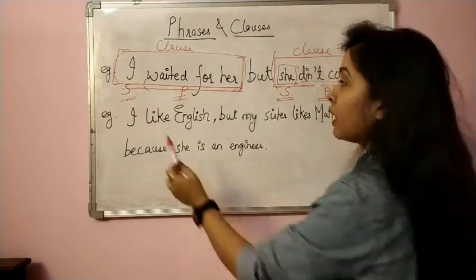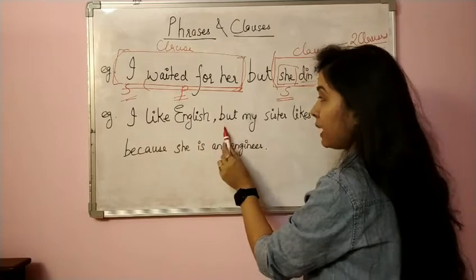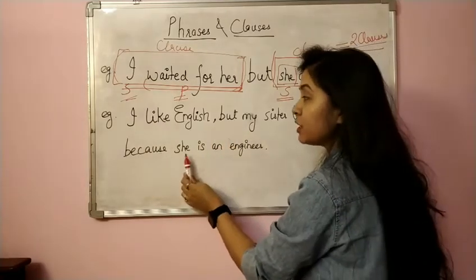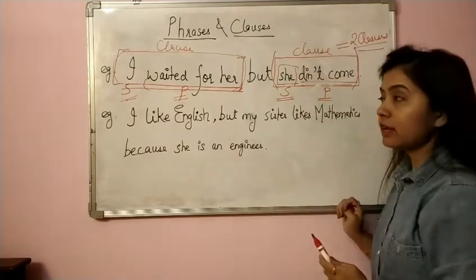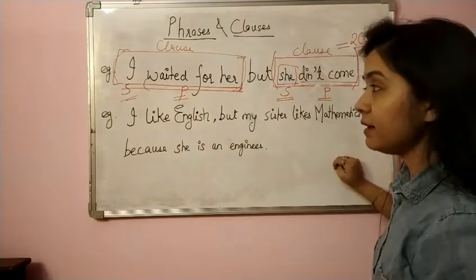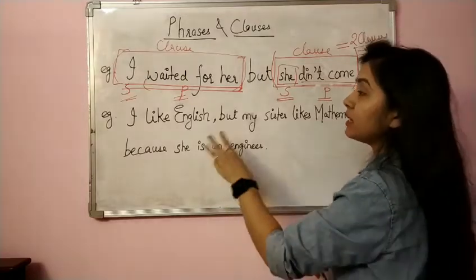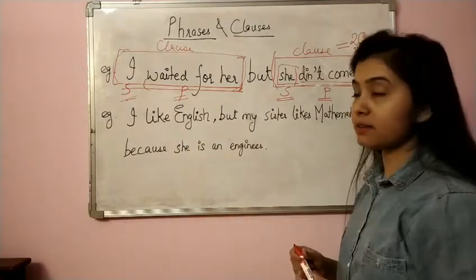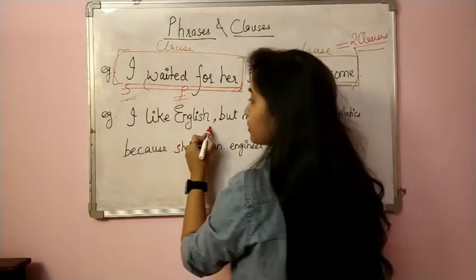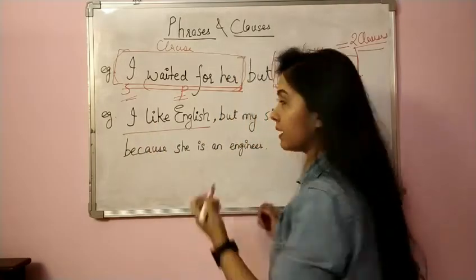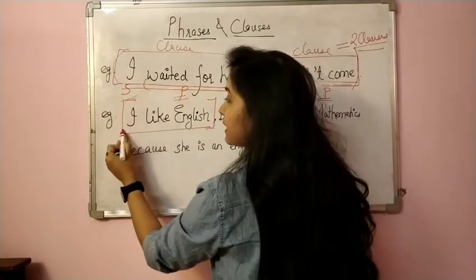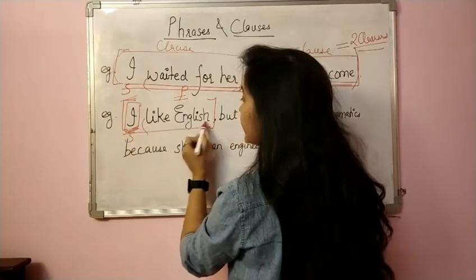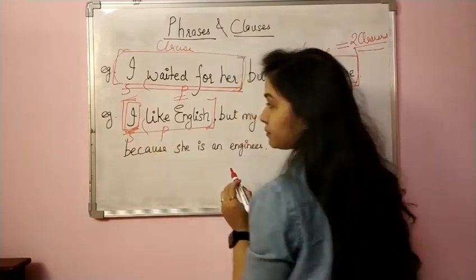It's like, I like English, but my sister likes mathematics because she is an engineer. Now if you read this sentence again, you will see that there are three complete groups of words involved in this particular sentence. Like, I like English. मुझे English पसंद है. This is one complete sentence where I is the subject and like English is the predicate.